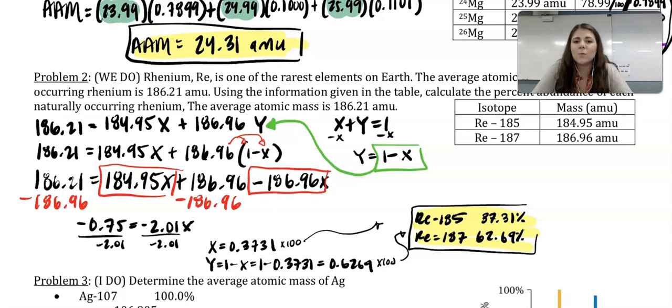We're going to try to get x by itself. Eventually, I did get x as 0.3731, and then I can plug that x back into the original y equals 1 minus x to solve for what y is. Please note these aren't the final answers because the question wanted percent abundance, and these values right here are just relative abundances. So times them by 100, I get my two percentages for rhenium. Here, rhenium-185 was 37%, and rhenium-187 was 62%.